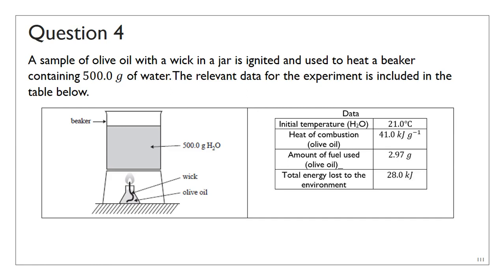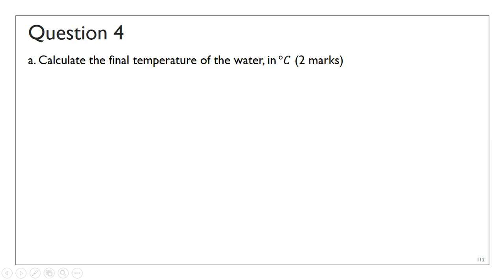The initial temperature of water is given, so 21 degrees Celsius. You're actually given the heat of combustion of olive oil, so you're definitely not going to have to find it. It's given to you here per gram. You're given the amount of olive oil that was used and the total energy that was lost to the environment. Okay, so what might I ask? Calculate the final temperature of the water.